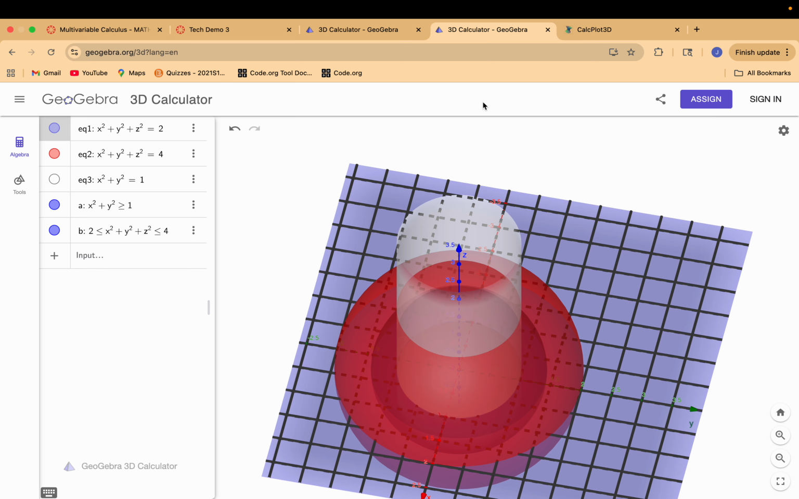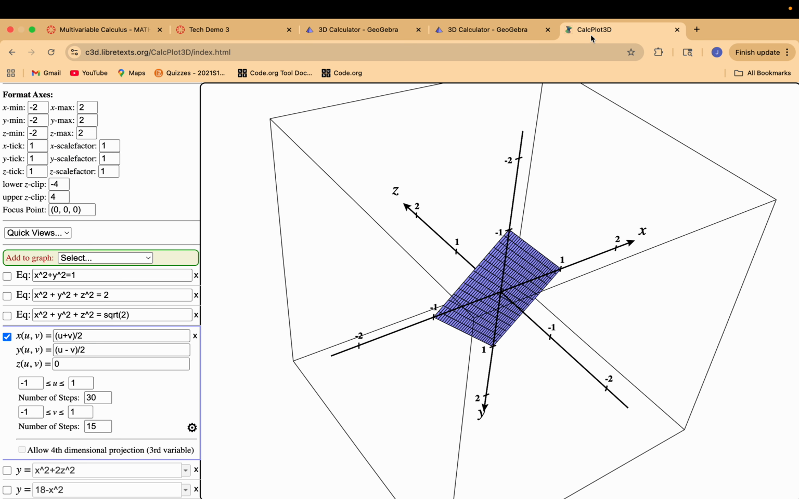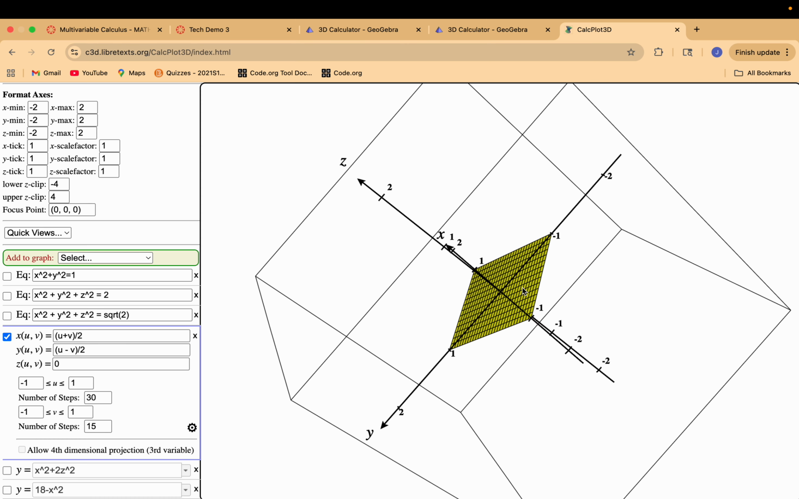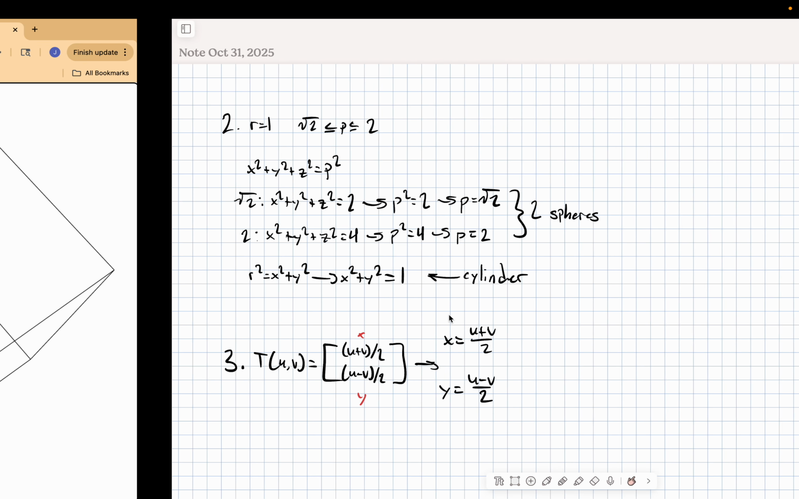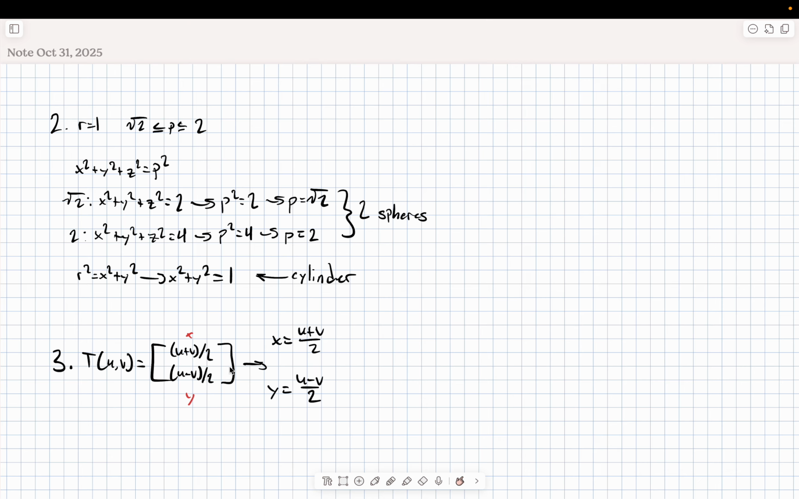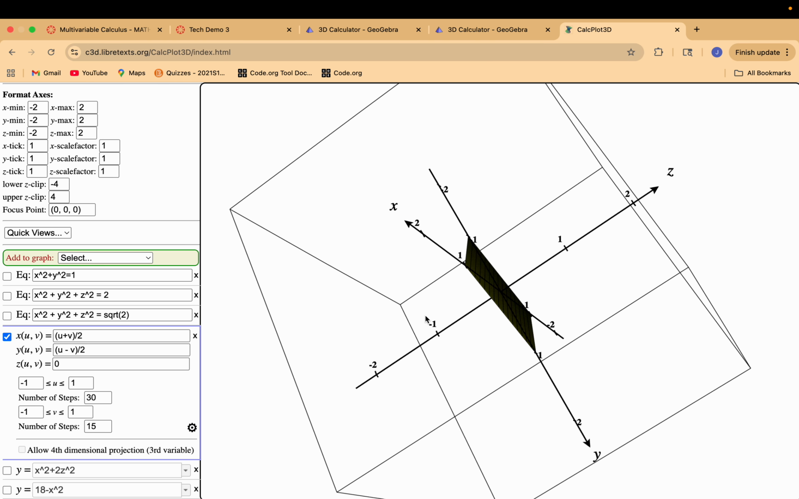And so now we're going to switch to CalcPlot 3D, just because it's much easier to graph the surface that we need to graph right here. And the math isn't really too crazy for this. It's honestly just kind of like a plug and chug. So you can see T of u, v is equal to this matrix right here. And then we just use this matrix. X is the first value, Y is the second value. So because of that, that means that X must equal (u plus v) over 2, and Y must equal (u minus v) over 2 right here. And so from that, we get this shape.